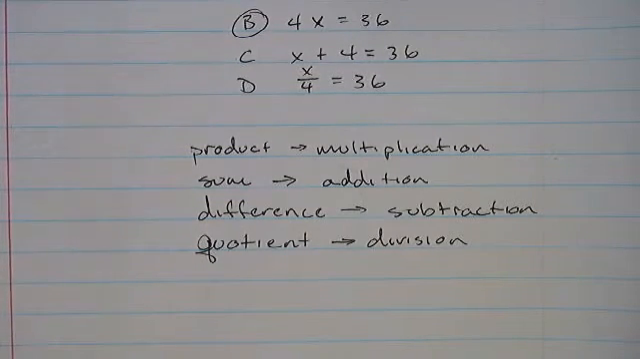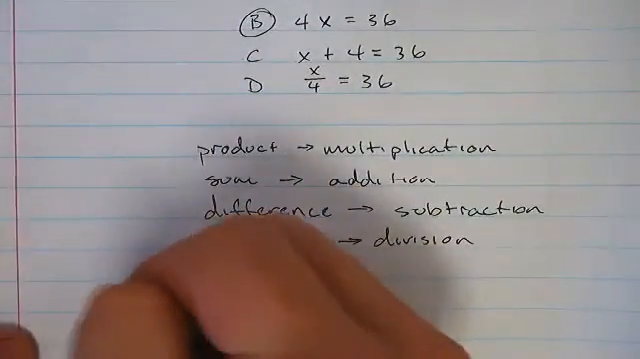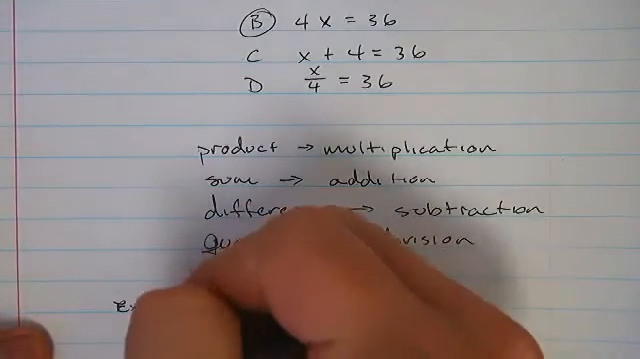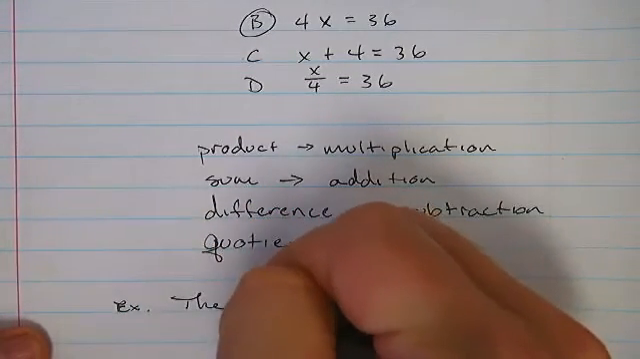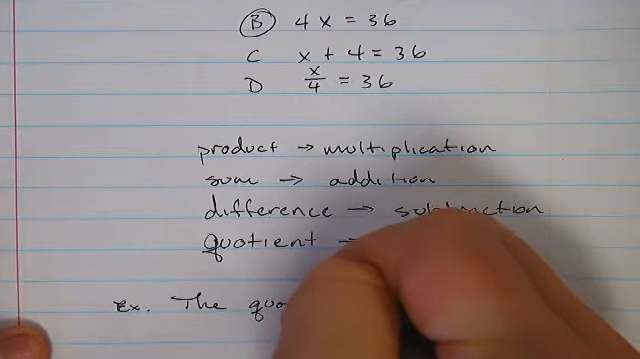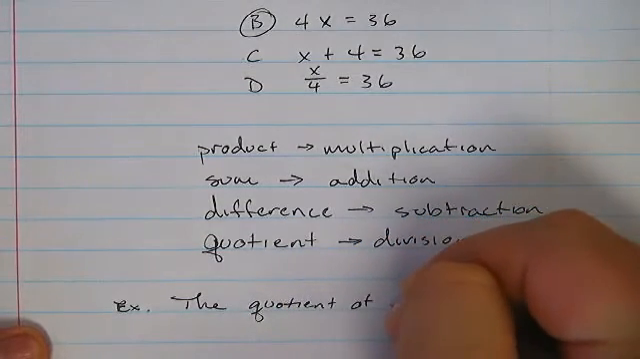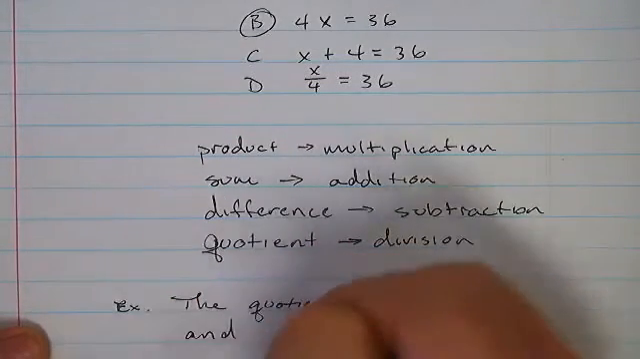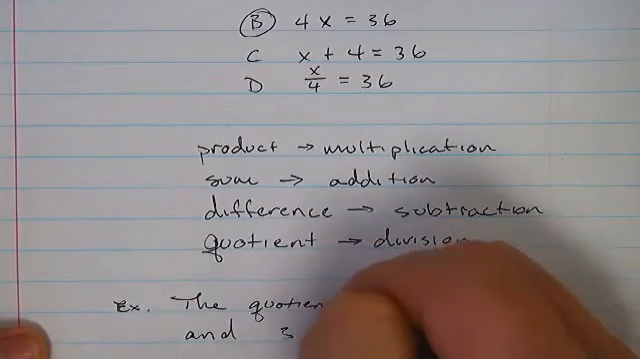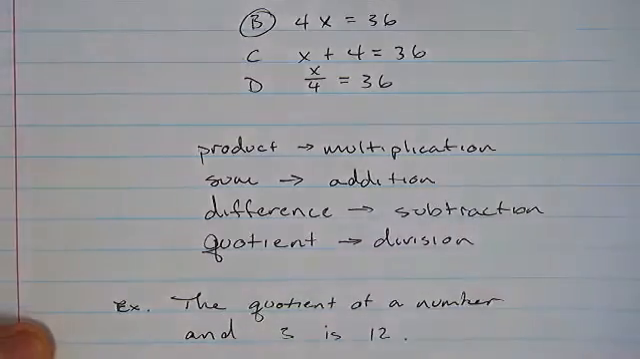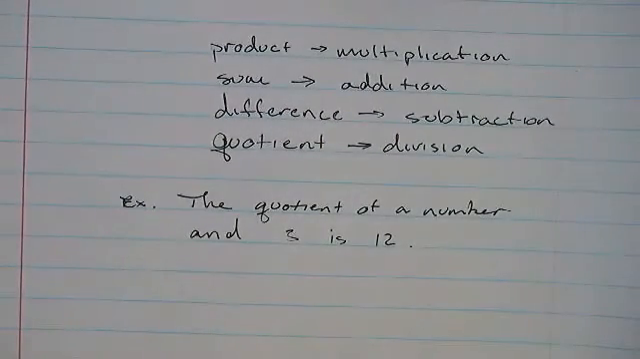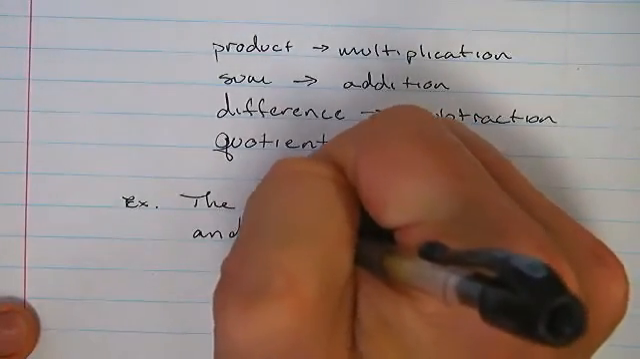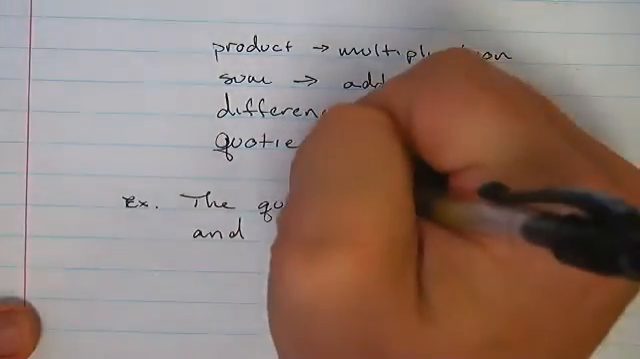So we can try this again with another example, and we'll say the quotient of a number and 3 is 12. So the quotient of a number and 3 is 12. Basically, what number divided by 3 would be 12, because quotient is division.